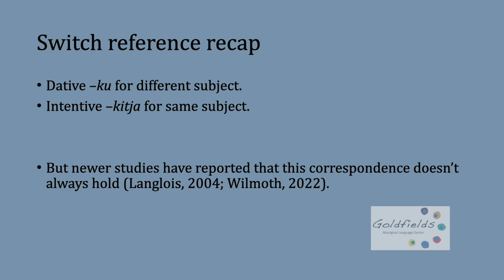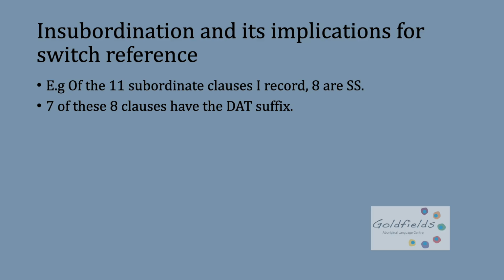We also said, though, that newer studies have suggested that this correspondence is a little bit blurry, with a number of same subject subordinate clauses in Wilmoth's study being dative marked instead of intentive marked. And indeed, this is a trend that continues in the data that I analysed. Of the 11 subordinate clauses I record, 8 are same subject subordinate clauses, and 7 of these 8 clauses are dative marked instead of intentive marked. So they're gu marked instead of gitcha marked.